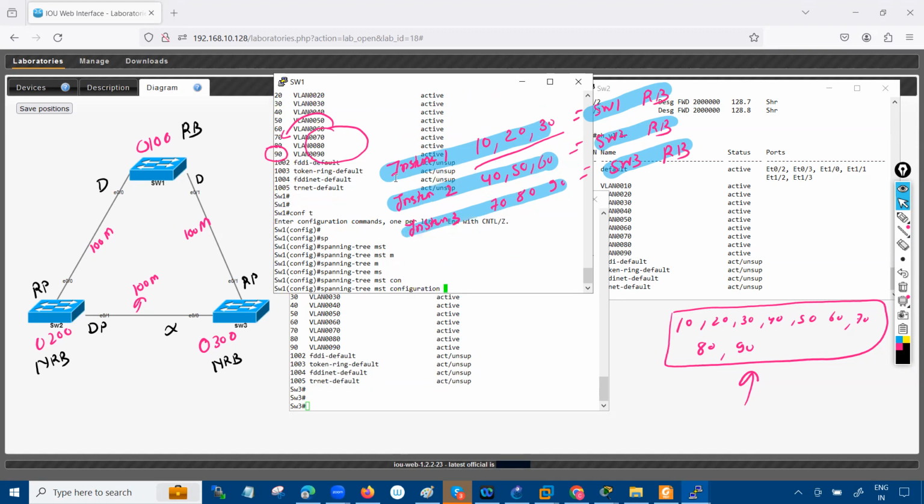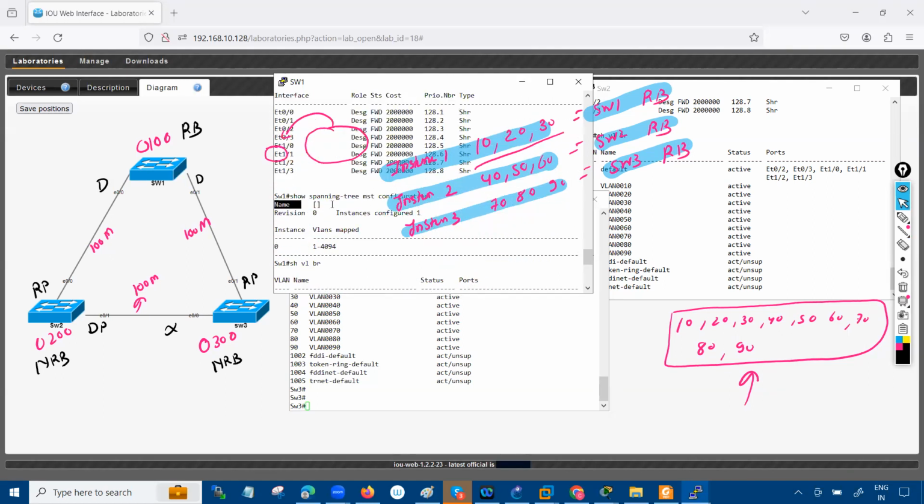You need to jump in this box, the configuration box, and here you can define the name. So I can define the name as CCI. It's not mandatory, but it's a best practice to define the name so that you can remember things easily. But the default name is what? The default name is null. Default revision is what? It's 0.